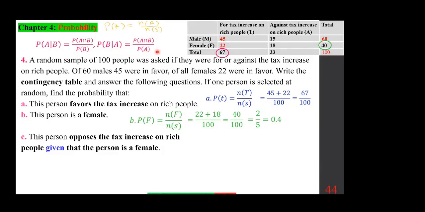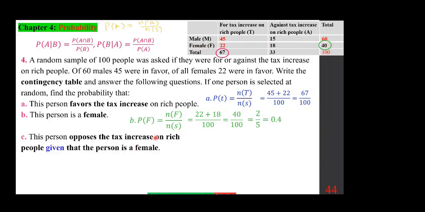Now, this type of question can be done without going through the formula if you understand the concept. And here's what I want to explain. The moment you see given, the total sample space of 100 is gone and it's now smaller. So right after given that the person is a female, that is your new sample space. That means your new sample space only has 40 members or subjects. That means that's the denominator.